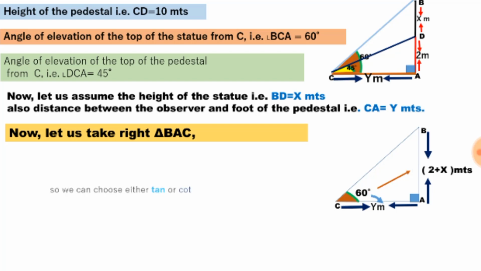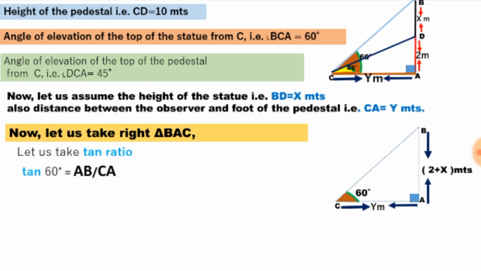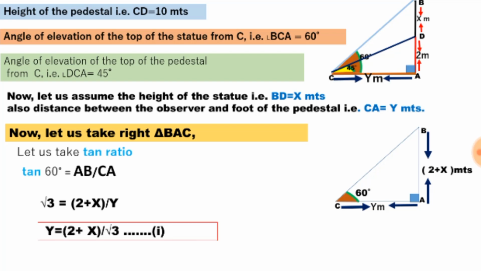For this, let us take the trigonometric ratio tan 60 degrees equals AB by CA. Now tan 60 is root 3, and by substituting the corresponding values, we get root 3 equals (2 plus x) by y. On simplifying this, we get y equals (2 plus x) by root 3. Let us take it as equation 1.